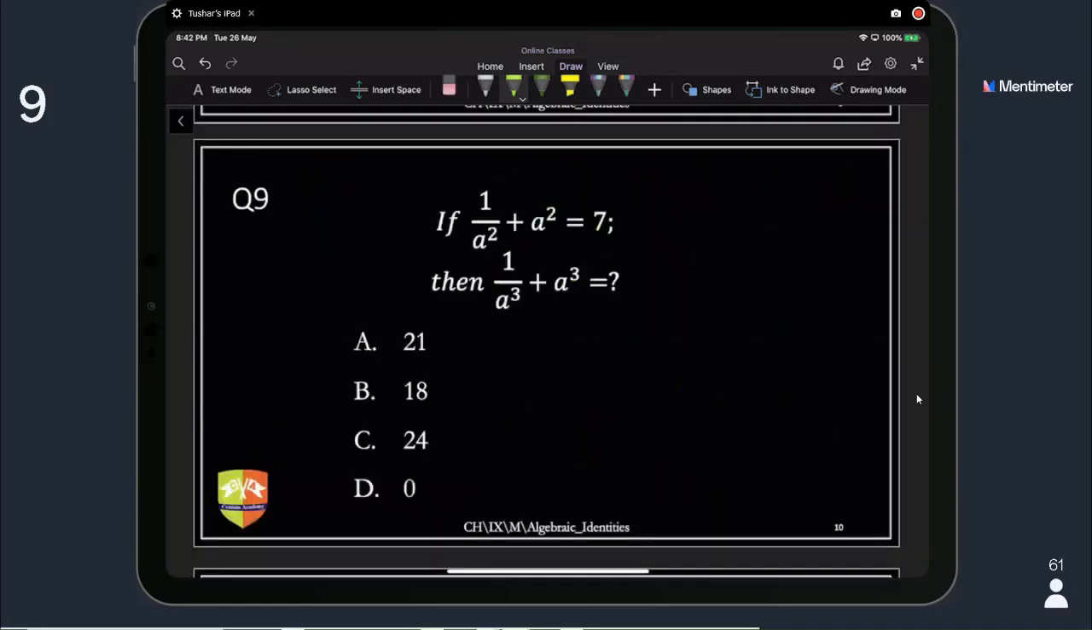Chalo. Dekho. These are very conventional problems. I didn't want to put them, but then I knew that you will be facing some trouble here. Again, first thing what I did was I changed the position. Usually you'll say this kind of a thing, so just to break that, I swapped the places. So a square plus 1 by a square is 7. Whenever a square plus 1 by a square is given, what do you need to do? You want to find this out, right? 1 by a cube plus a cube.